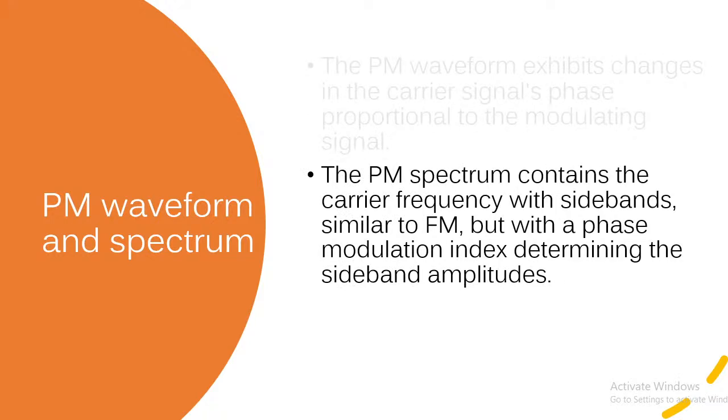In the phase modulated waveform, the carrier signal's phase changes in proportion to the modulating signal, and then the waveform will change. The spectrum consists of the carrier frequency with sidebands similar to FM, but with a phase modulation index which determines the sideband amplitude. What is the sideband amplitude? That is determined by this. We don't require phase modulation now. Digital communication will require it. Next.